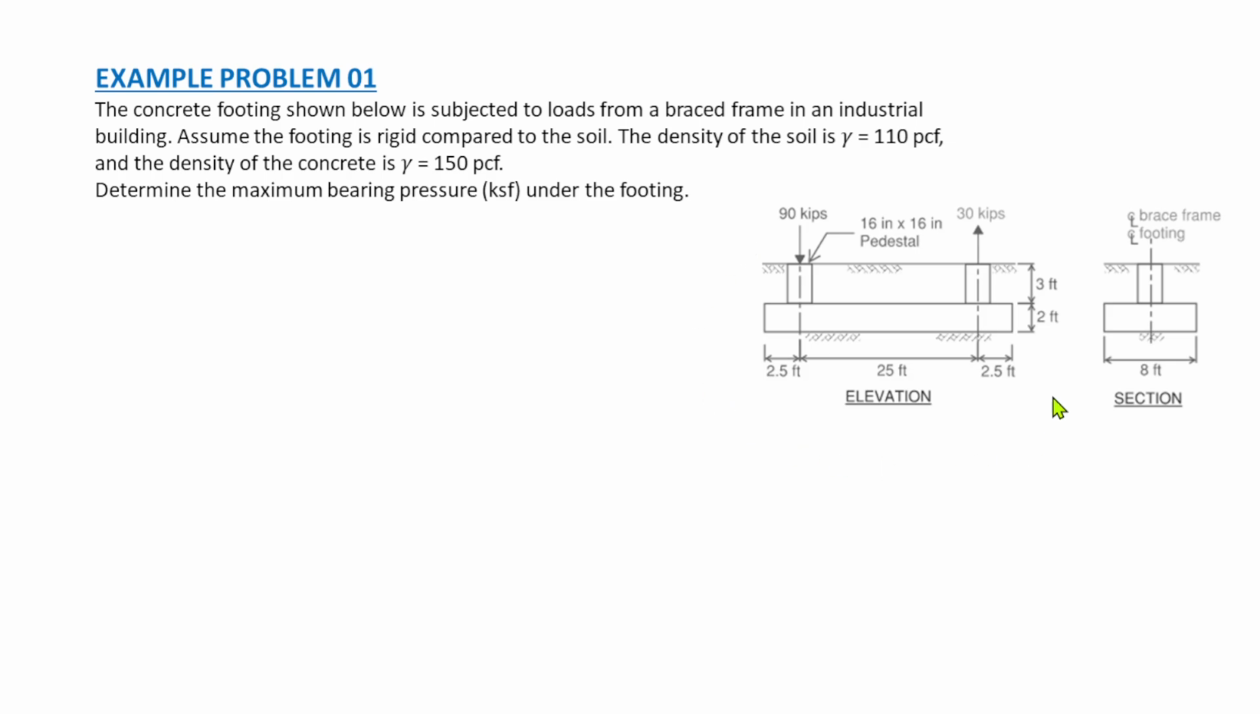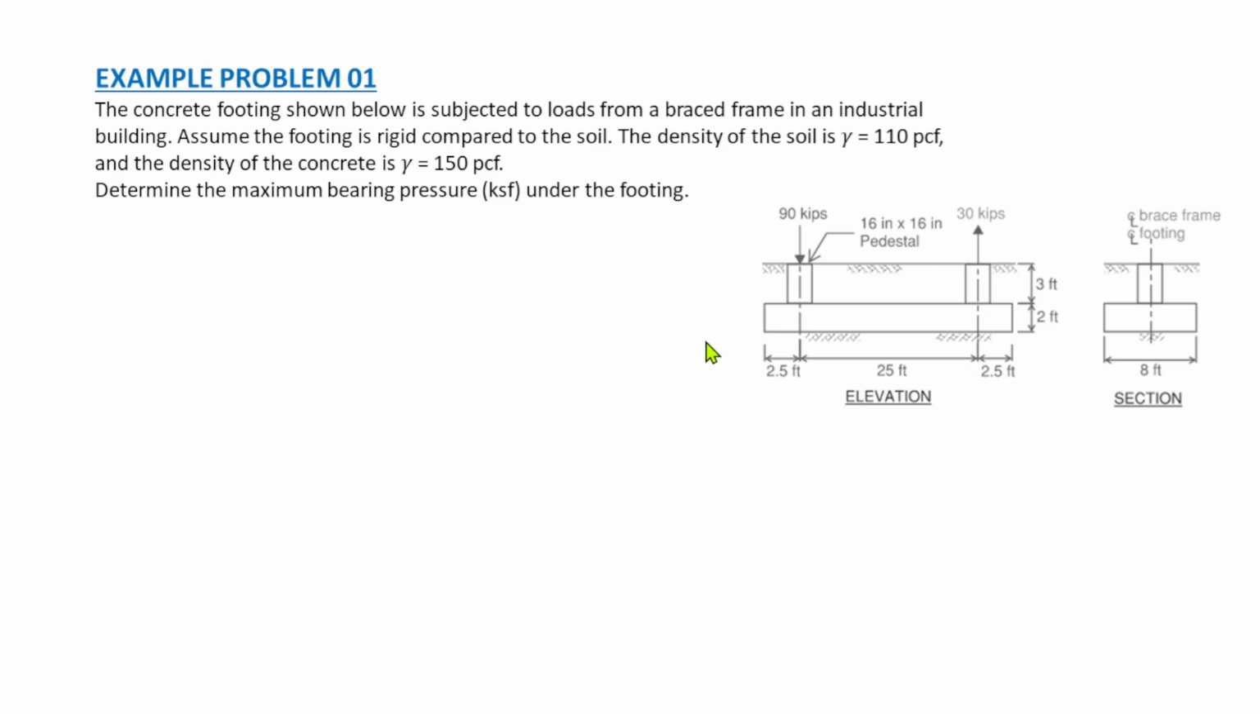This problem is very common in industrial settings where we have a prefabricated or pre-engineered steel structure. The steel manufacturer will provide us with different load conditions. So we will assume that these loads, 90 kips and 30 kips, are the governing loads.